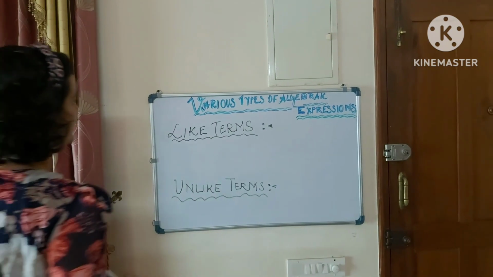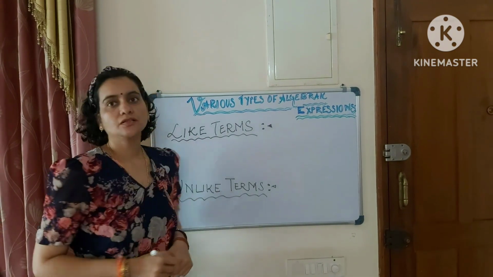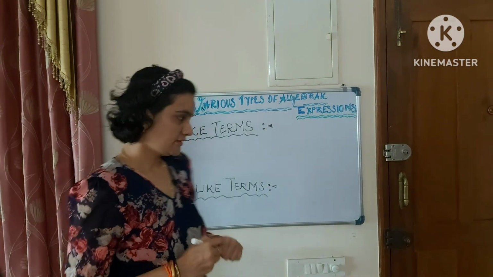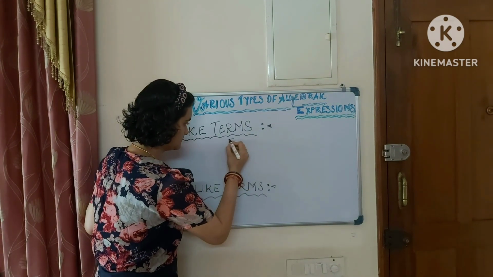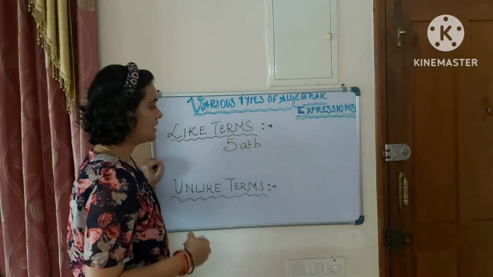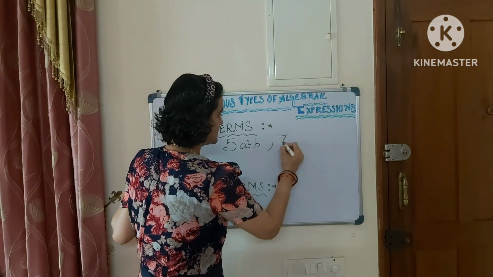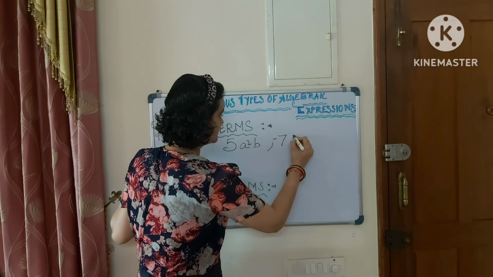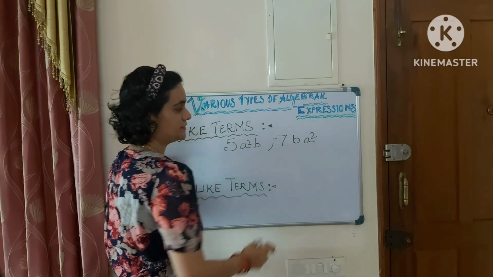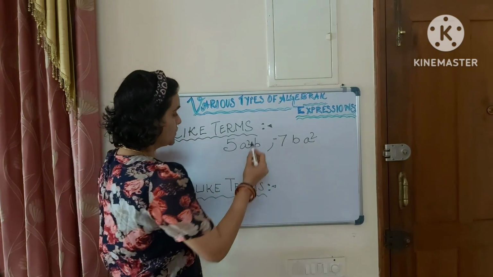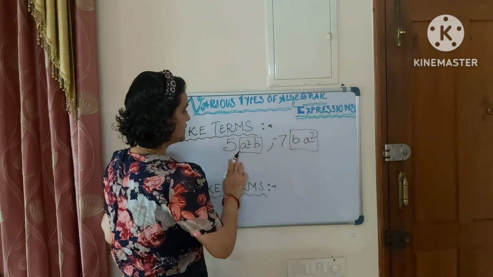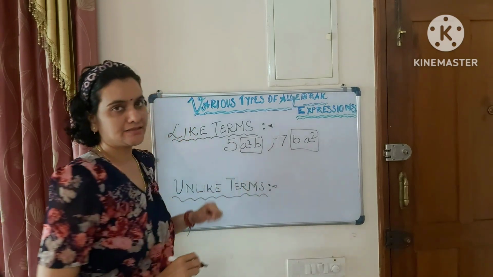Now let's understand what are like terms. See, like terms are those terms which have the same literal factors. Let's take an example to understand. If I take this term 5a² b, okay, along with that I write maybe 7 or -7 ba². Now a² b or ba², it is one and the same thing. So the literal factors a² b are the same in both cases. So these two terms we can consider as like terms.